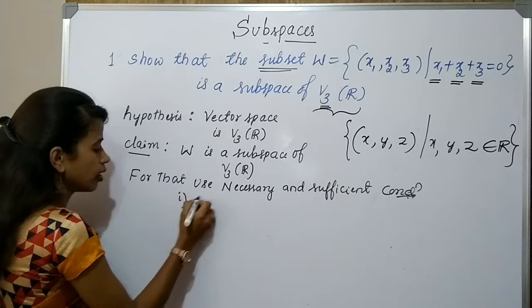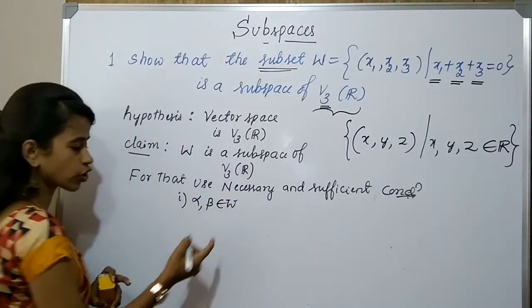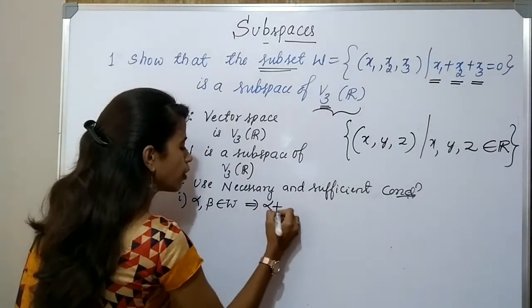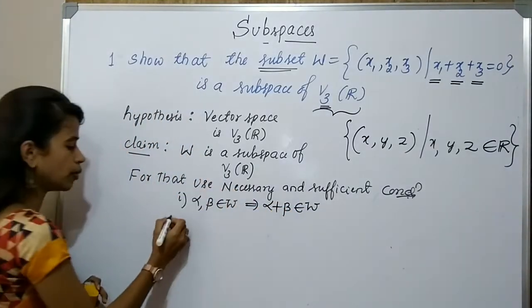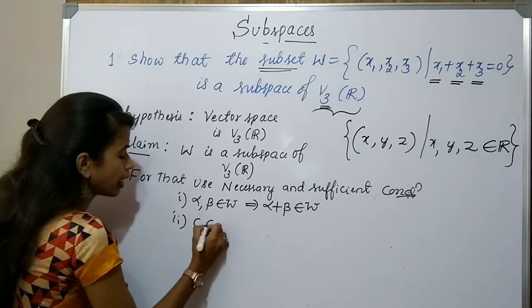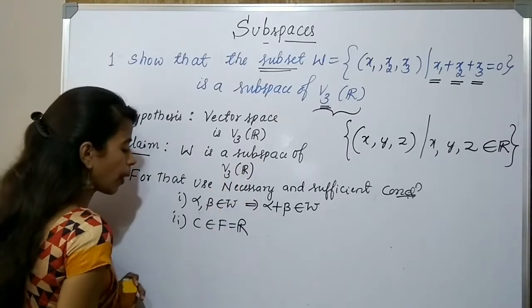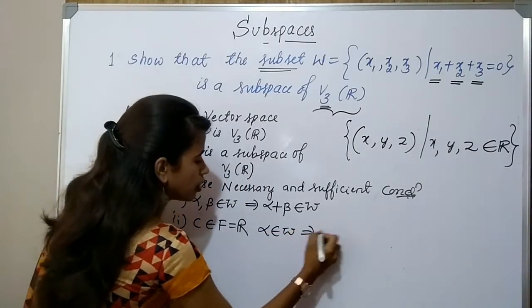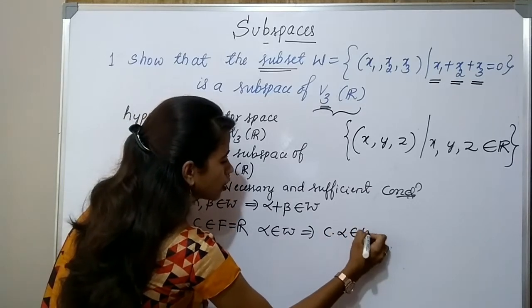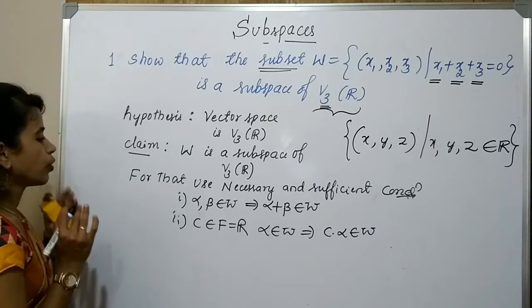What is that? If alpha, beta belong to W, we have to show that alpha plus beta also belongs to W, that is, the sum also belongs to W. The second condition: if I take c belonging to F, what is the field here? The field is the real numbers. And alpha belongs to W, we have to show c dot alpha belongs to W. That is, W is closed under scalar multiplication.